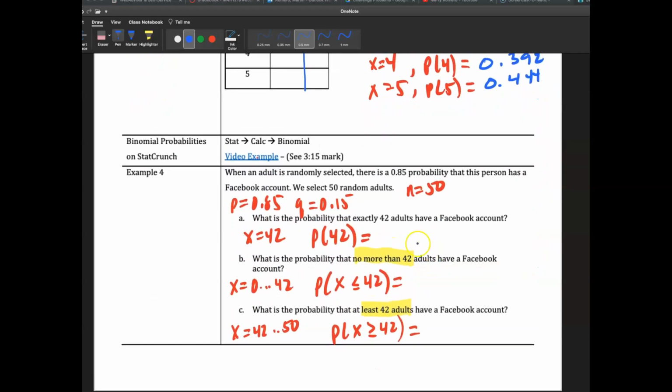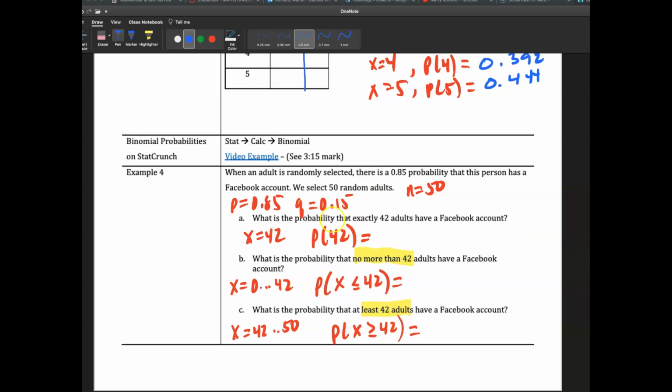Here's some more problems here that I need some answers, but before we do the answers, let's set it up here. The same situation, 85%, but now we're asking 50 people. What's the probability? Exactly 42, right? What's the probability? No more than 42. No more than 42 would be x less than or equal to 42. At least 42 is x greater than or equal to 42. X is the number of people, right, that would have a Facebook account. And so we would do those calculations. So we have to change the scenario.